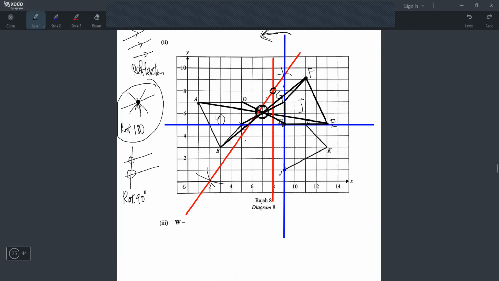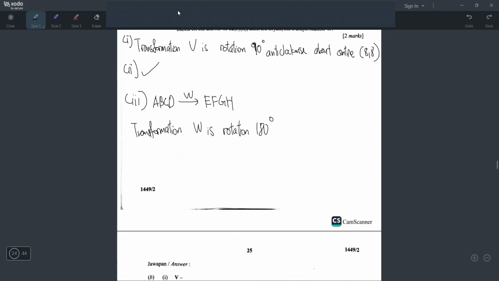So this is your center. If you draw a cross here, you can see that rotating 180 clockwise and 180 anti-clockwise is the same thing, right? It means you can write clockwise or anti-clockwise, because 180 is like that. You can write either one, because it's the same. So I just write either one, and then don't forget to write the center.